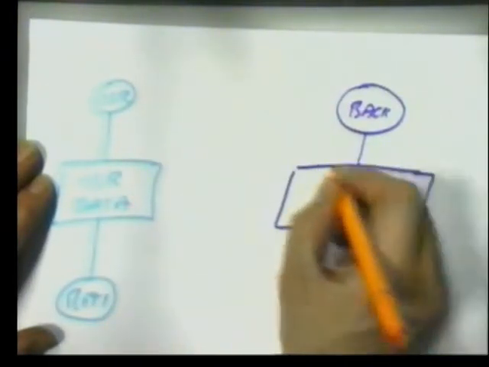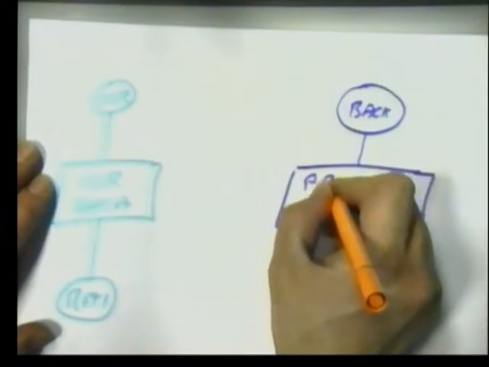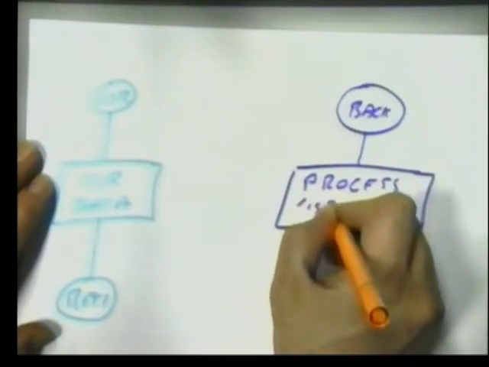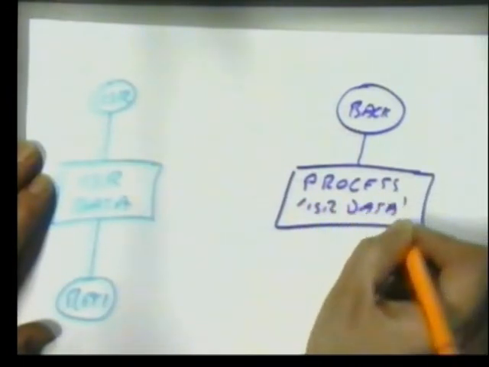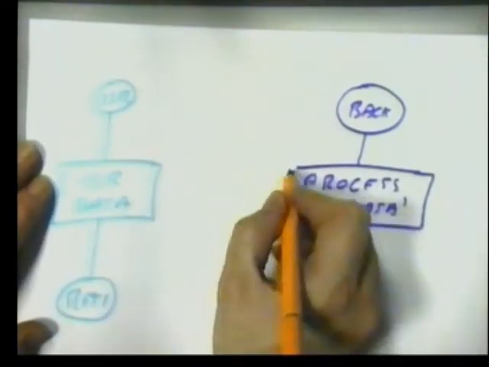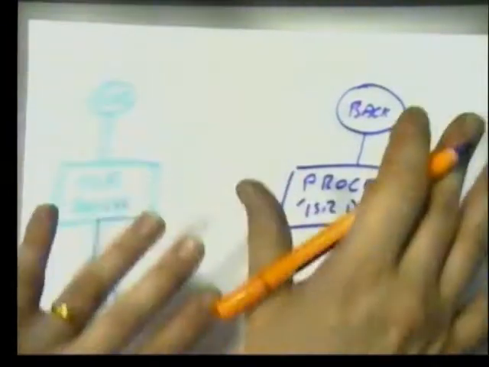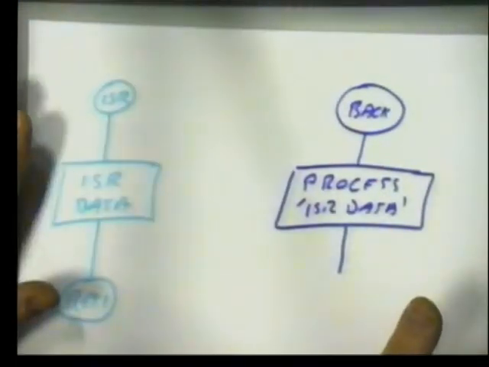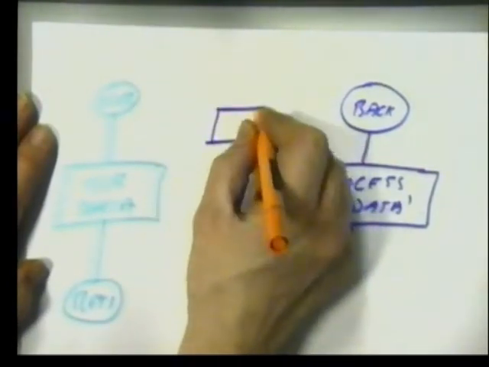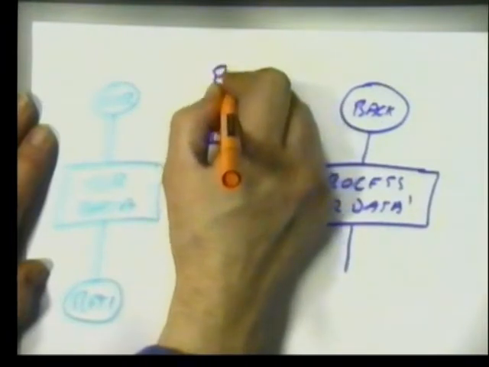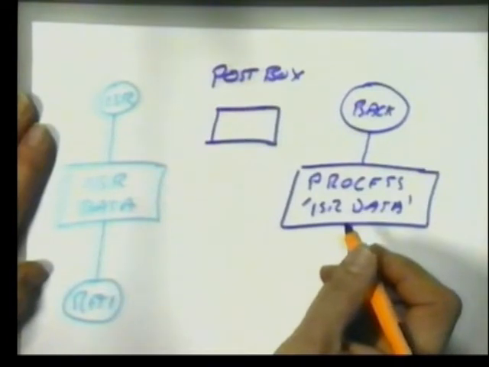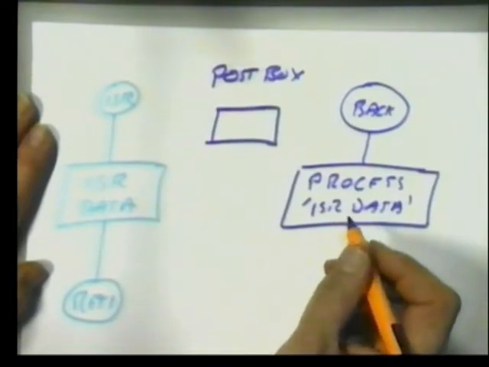Somewhere or other, it requires to get the ISR data because it needs to process the ISR data. Now, I've made this quite general now. It can be any ISR. How do we get the data from there to there? These are parallel processes. They can happen at any time. They're not synchronized. We don't know. What you have to do is to set up what is known as a postbox, a safe area of memory through which they communicate.